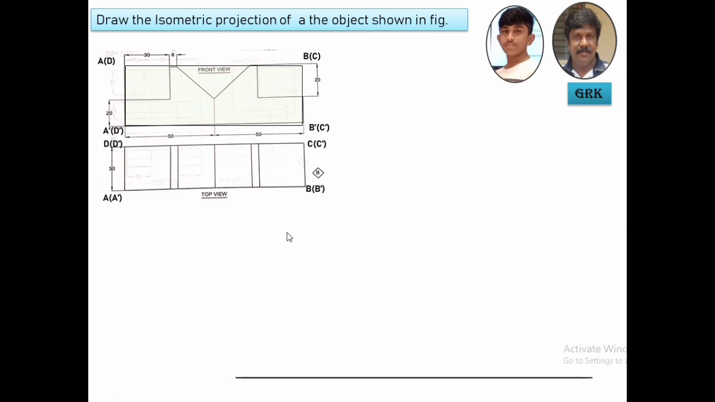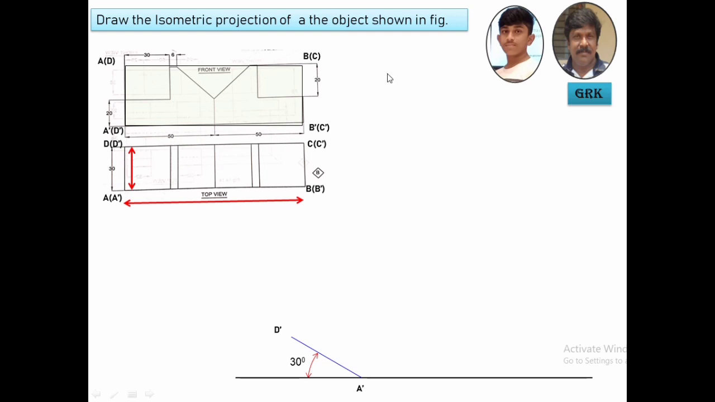Now let me draw the XY line, a horizontal line. I'll start at this corner with A dash. I'll draw the lines A dash D dash and A dash B dash, these two lines which are mutually perpendicular, each making an angle of 30 degrees with this horizontal line. So this A dash D dash is measured here. I'll go back to this corner and measure this 30 mm, and this length equal to 100 mm. These two are the true lengths.